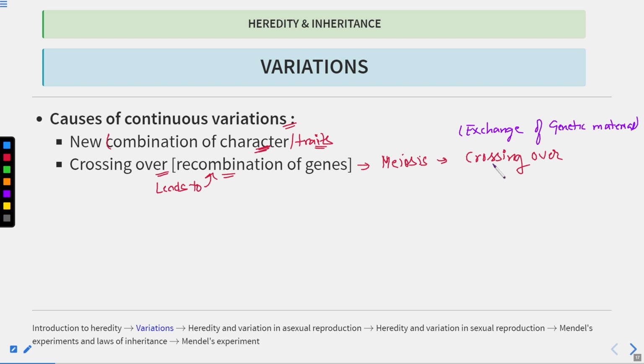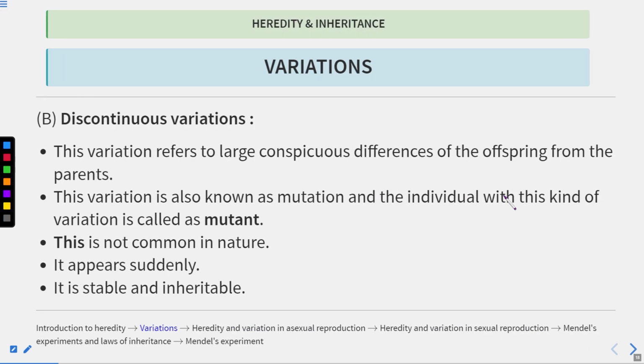Clear? Now, due to crossing over as well as the recombination which takes place during the meiosis, it leads to the development of the variations. Again, here the traits are being recombined. There is a recombination, and you can see the progeny is a type of recombinant. It consists of the genome of both the parents. So this leads to continuous variation.